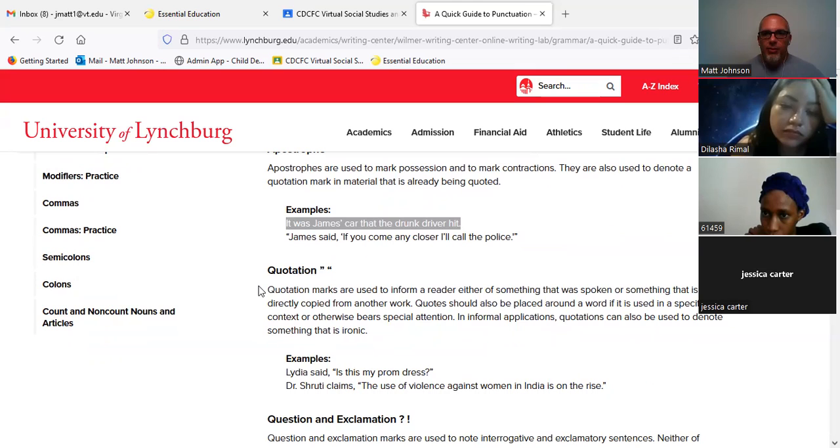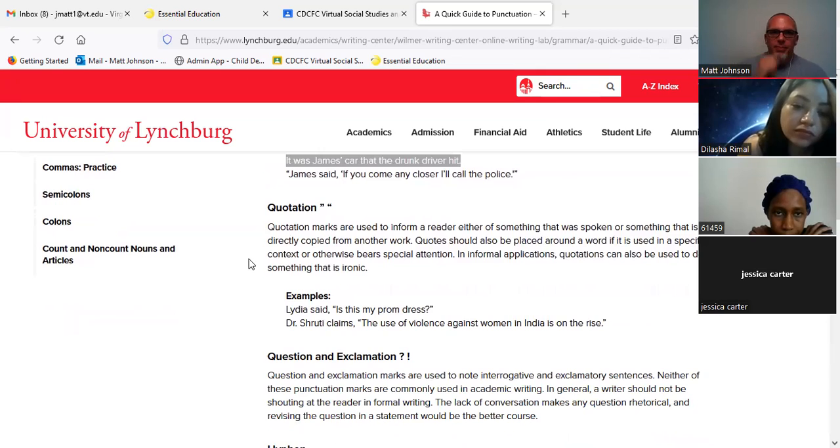And then the second one there, James said, if you come any closer, I'll call the police. I don't know why they have that in there. But yeah, for possessives, you put that at the end with the apostrophe and S if it's singular. It doesn't matter if it ends in S. If it is a plural that ends in S, you just use the apostrophe. We'll get some more work on that later.